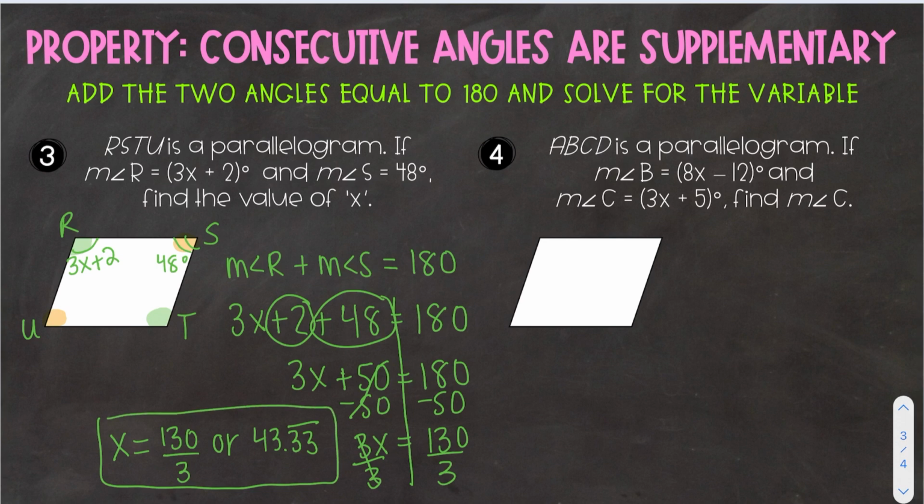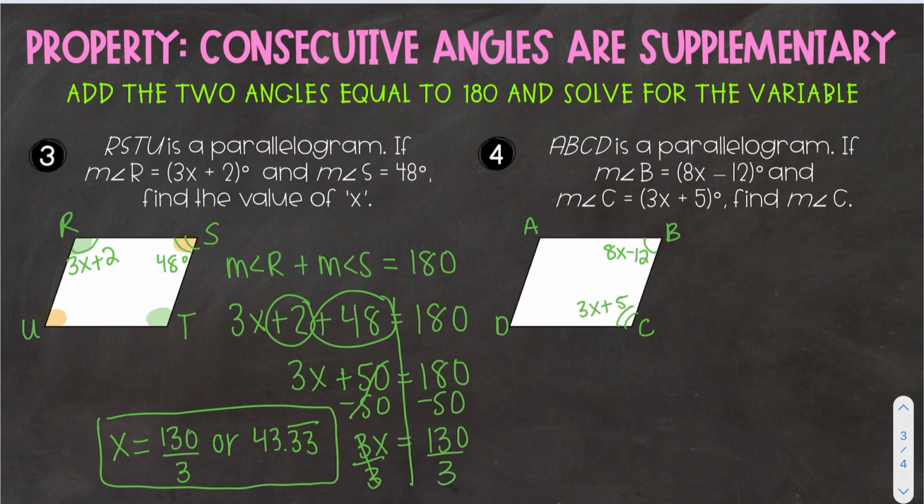Question 4. ABCD is a parallelogram. If the measure of angle B equals 8x minus 12 and the measure of angle C equals 3x plus 5, find the measure of angle C. So let's go ahead and label and set it up. It says angle B is 8x minus 12 and angle C is 3x plus 5.